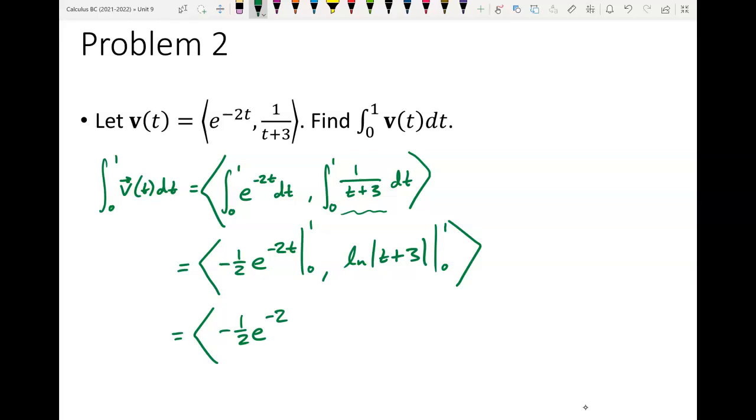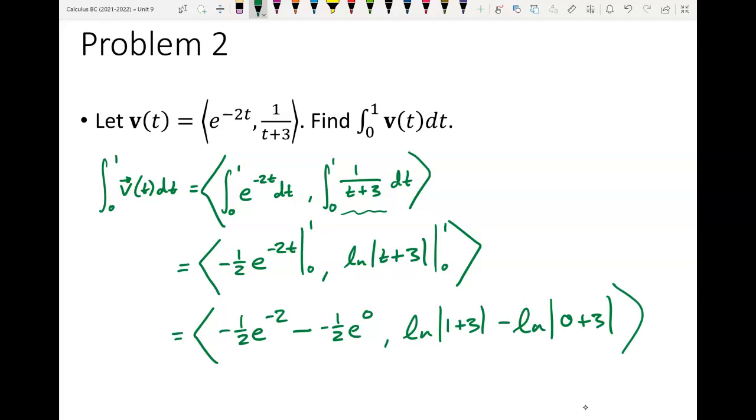Negative second power, yep. Minus, so minus negative 1 to the e to the 0, right? Which would be plus 1/2, like you said, yes. That would be 1 plus 3 minus ln of 0 plus 3. So you have 4 minus ln of 4 minus ln of 3.